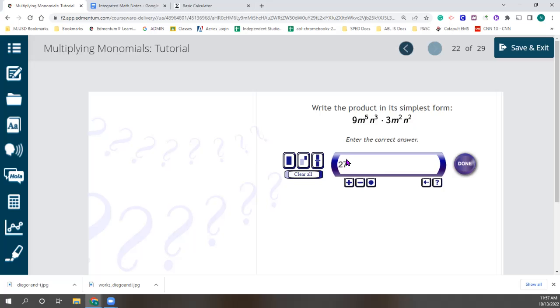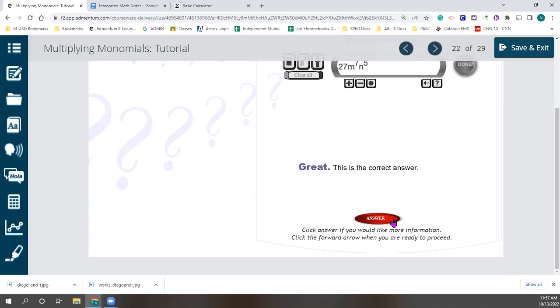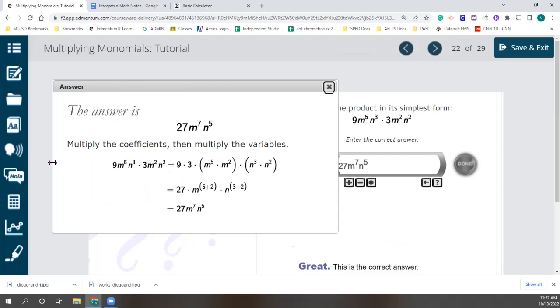27 M exponent 7, and then I gotta get back down to the base number there by pushing the down button on my keyboard. N 5. Oh, in exponent 5. Let's see if we're correct. Yay, done. I am not good at math.